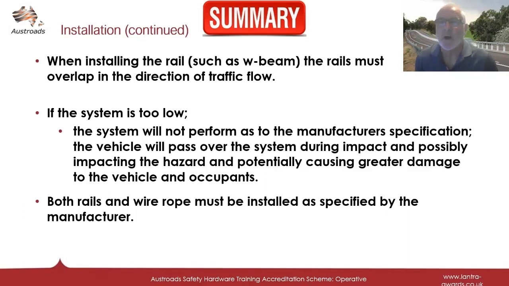When installing the rail, such as W-beam, the rails must overlap in the direction of traffic flow. If the system is too low, it will not perform to the manufacturer's specification. The vehicle may pass over the system during impact, possibly impacting the hazard and potentially causing greater damage to the vehicle and occupants. Both rails and wire rope must be installed as specified by the manufacturer.